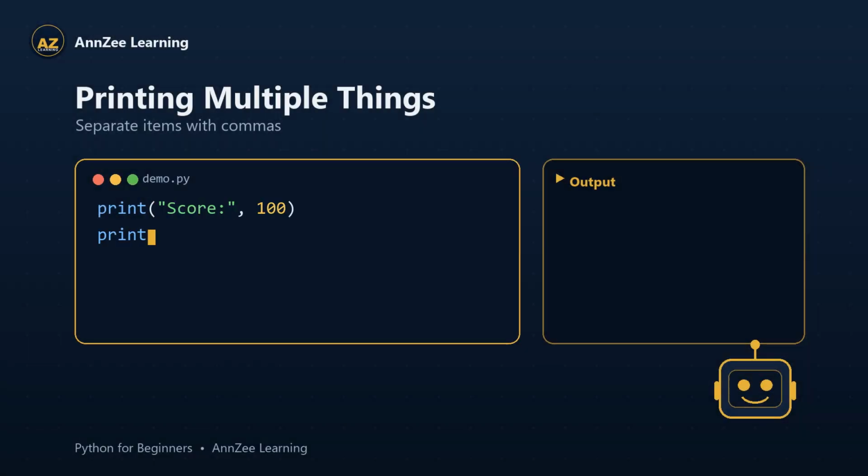You can print more than one thing at once. Just separate each item with a comma. Notice that Python automatically adds a space between them. You can even mix words and numbers together.